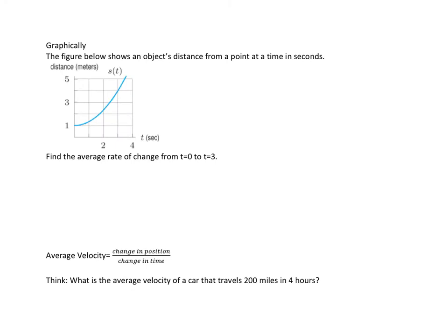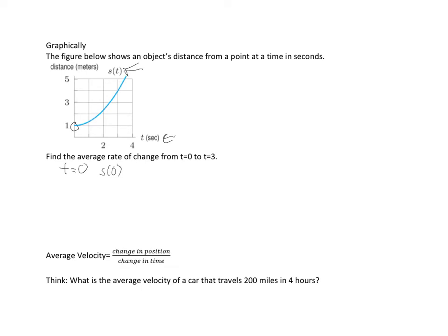So we've looked at a table, and now we're going to look at a graph. So this graph below shows an object's distance from a point at a time in t seconds. And we want to find the average rate of change from t equals 0 to t equals 3. So notice this function is t, and the output's s of t.